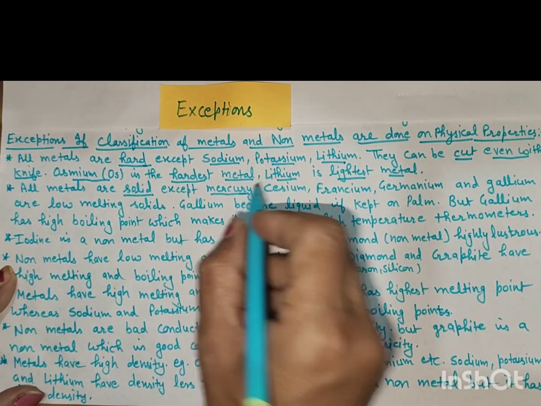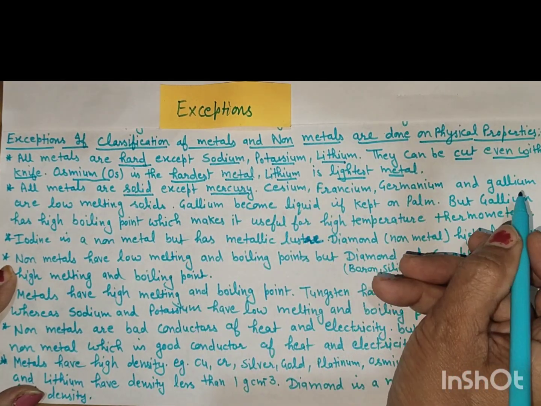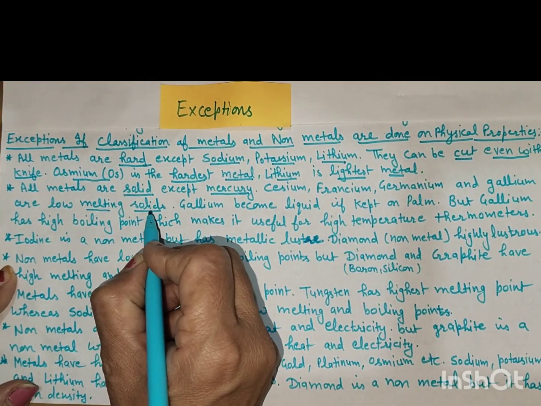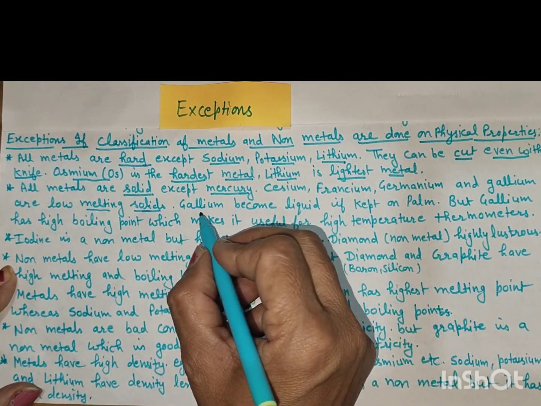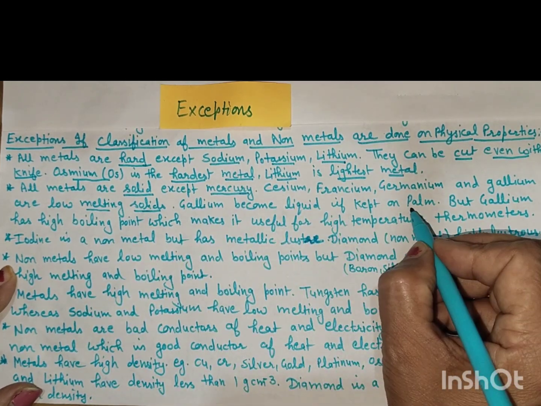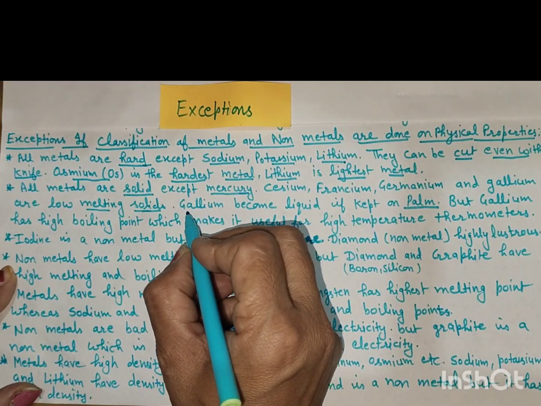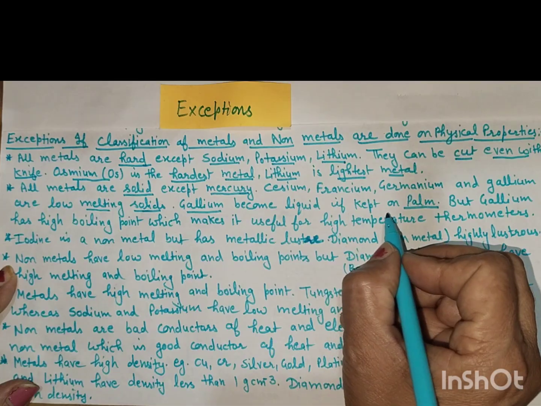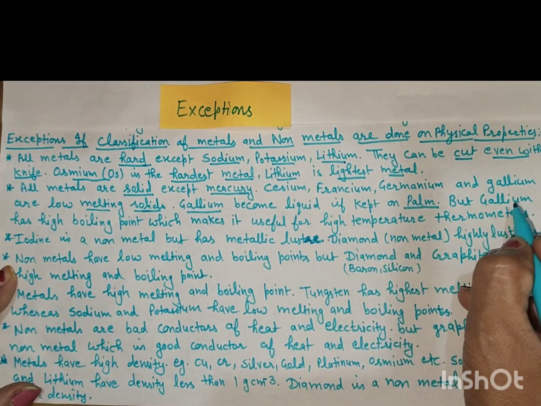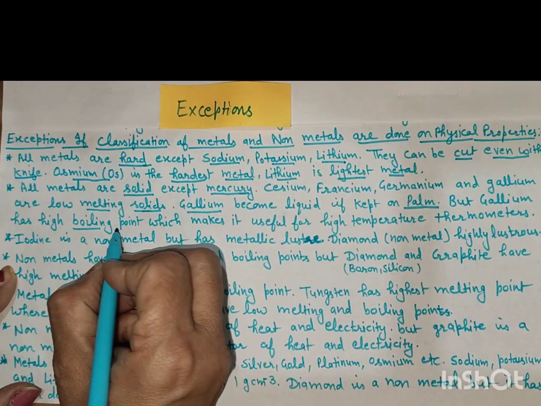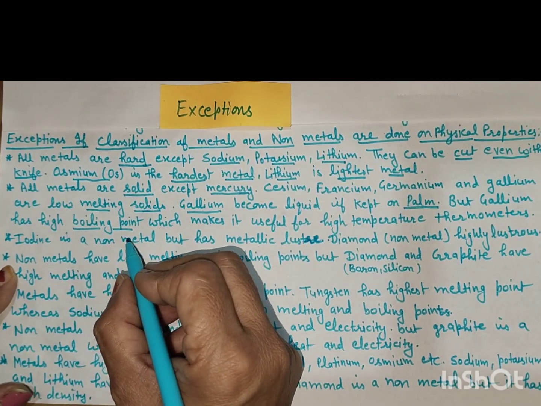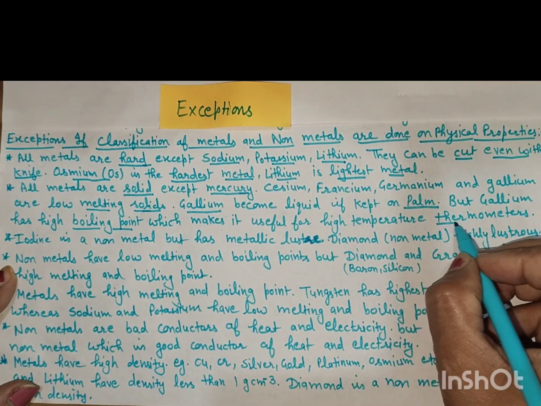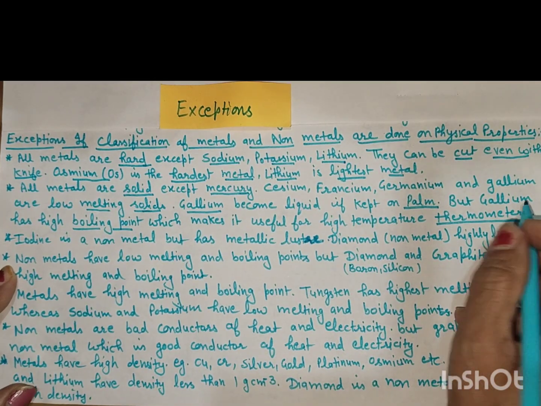Cesium, francium, germanium, gallium: they are low melting solids. Gallium becomes liquid if kept on the palm. Gallium has a low melting point and will change into liquid if kept on the palm. But gallium has a high boiling point, which makes it useful for high temperature thermometers.